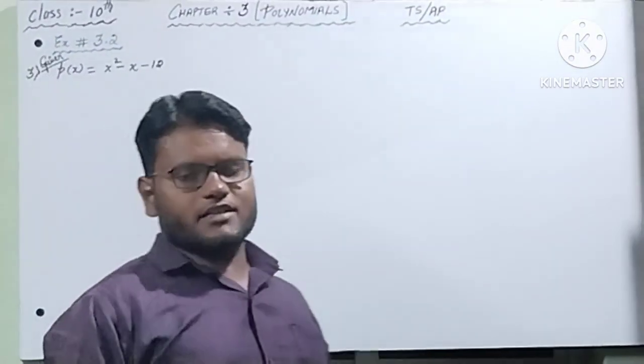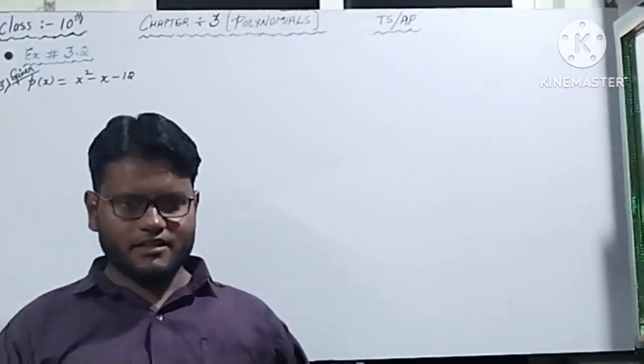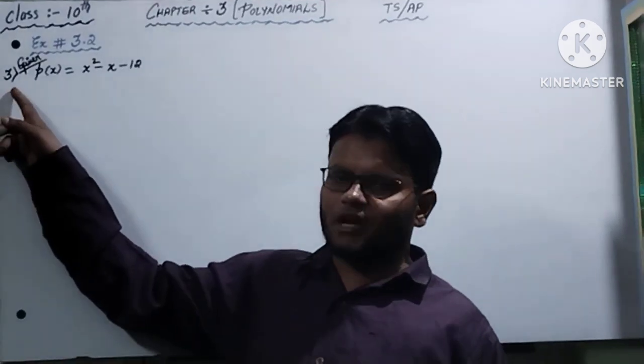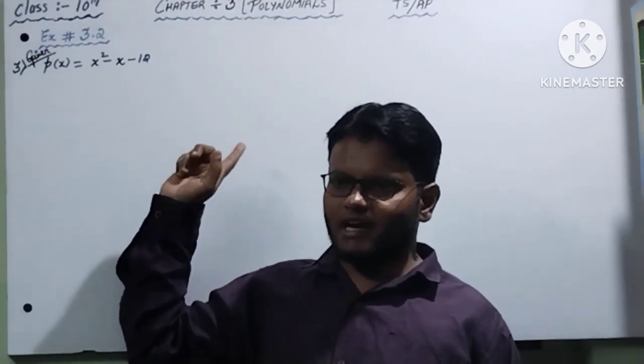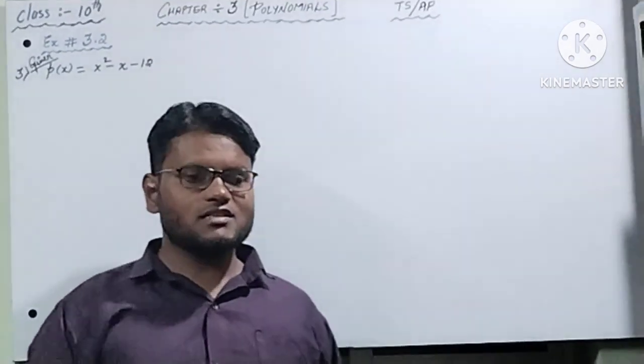Problem exercise 3.2 only same. Now I am explaining the third problem, graphs. Okay, the third problem is what? Graphs. And graphs is for 6 marks.